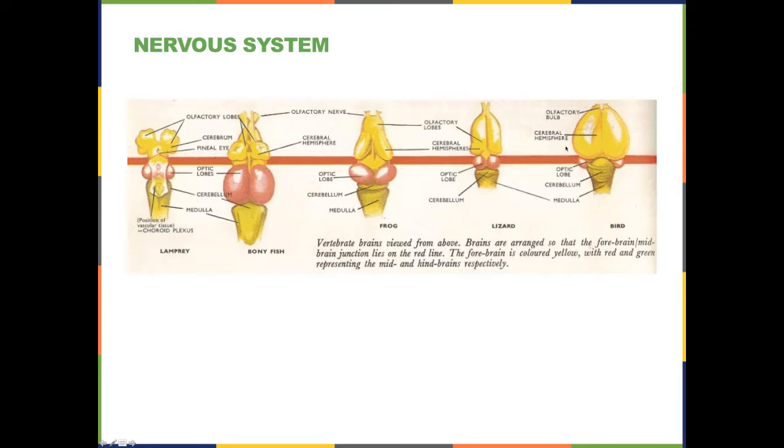Also, there's a relationship between the size of the different lobes and their function. So, for example, if an organism depends very much on its sense of smell, such as a frog or a lizard, then they have a fairly large olfactory lobe. On the other hand, if they depend on vision, like the frog here, and especially the bony fish, then their optic lobe is quite big.